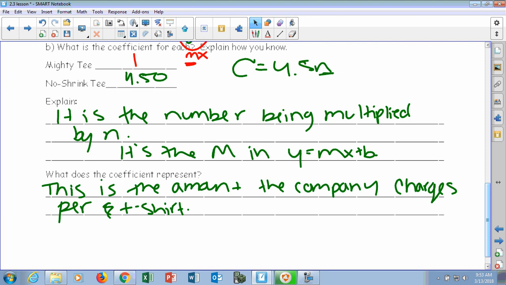Going on, let's try to get through 2. Number 2 says, what is the independent variable? What is the dependent variable?